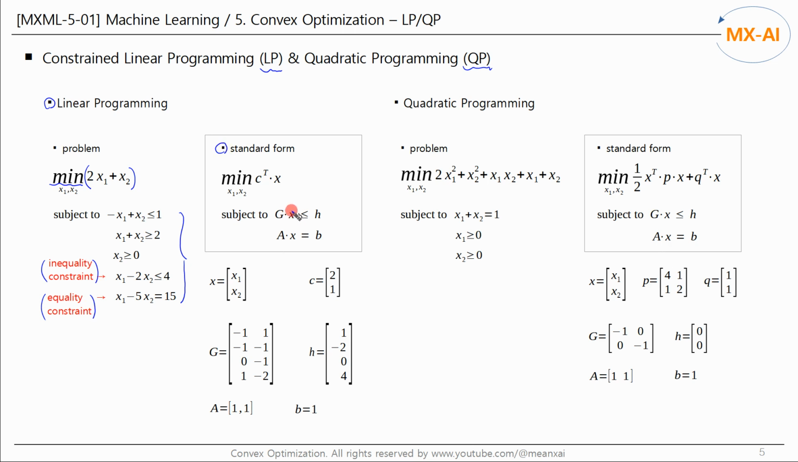Using the uppercase G and H matrices, the inequality constraints are expressed as follows. And using the uppercase A and B matrices, the equality constraint is expressed as follows. The X, C, G, H, A, and B matrices are respectively as follows.